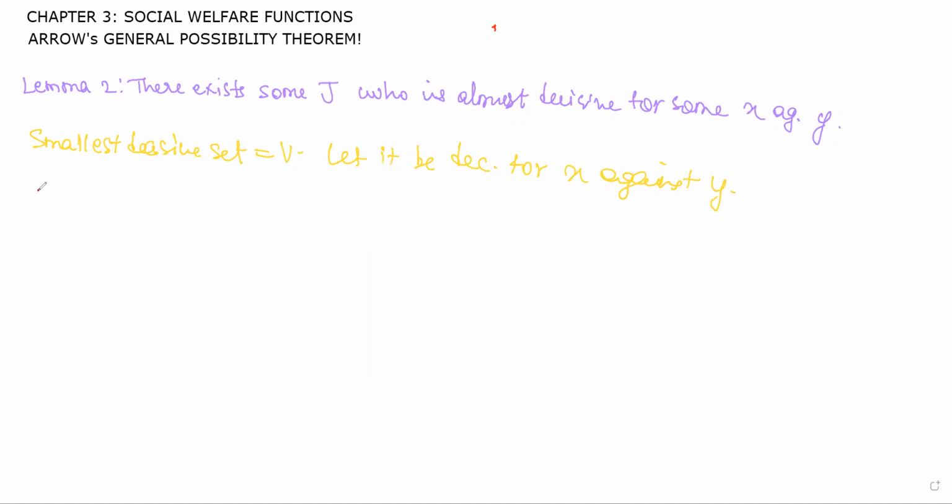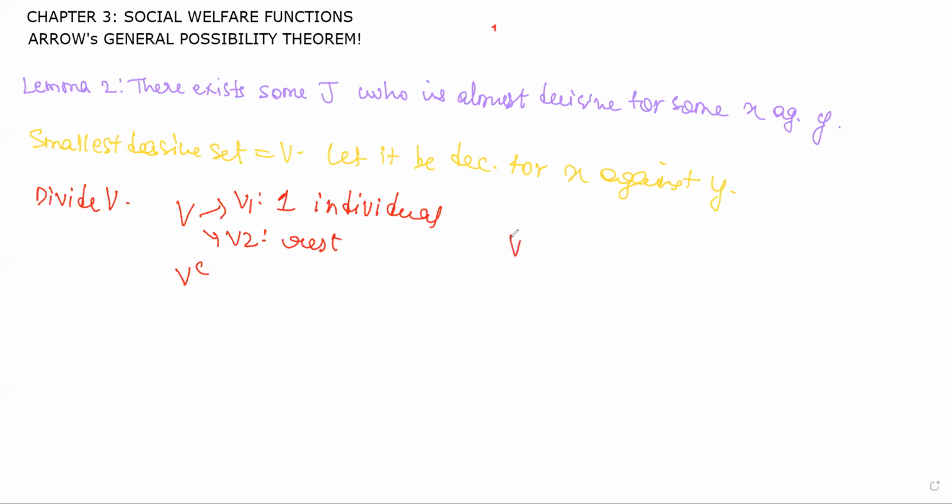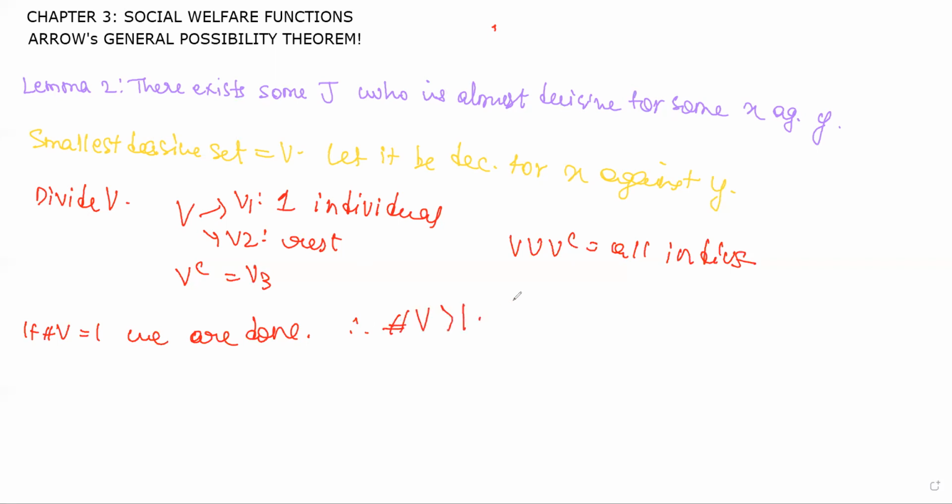Now, divide. V will be split into V1, which is just one individual, and V2, the rest. And of course, we have V complement. V union V complement is all individuals, right? Which we call V3. Okay? We have divided. Now, if the cardinality of V is one, we have done. Obviously, then we have a decisive set containing one individual who then becomes a dictator by the law. Right? So we suppose that the cardinality of V is greater than one. Right? And hence, we are able to do this division. Therefore, both V1 and V2 are non-empty.